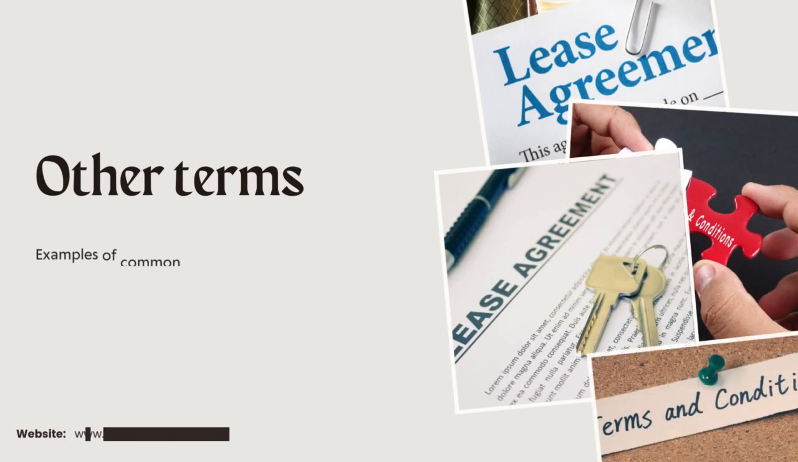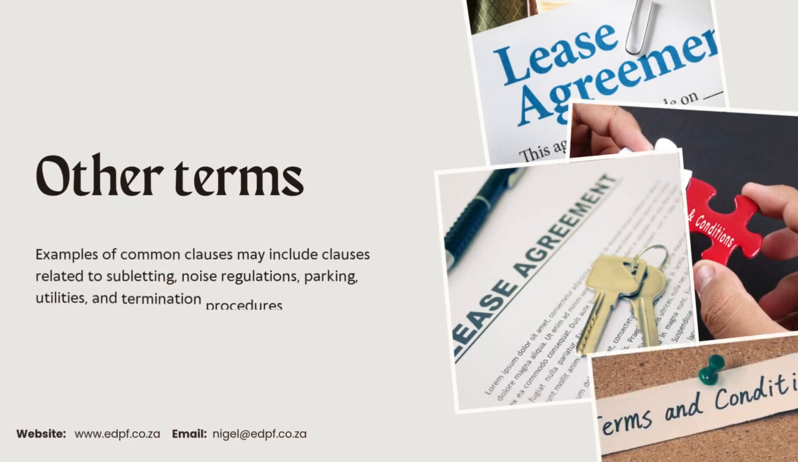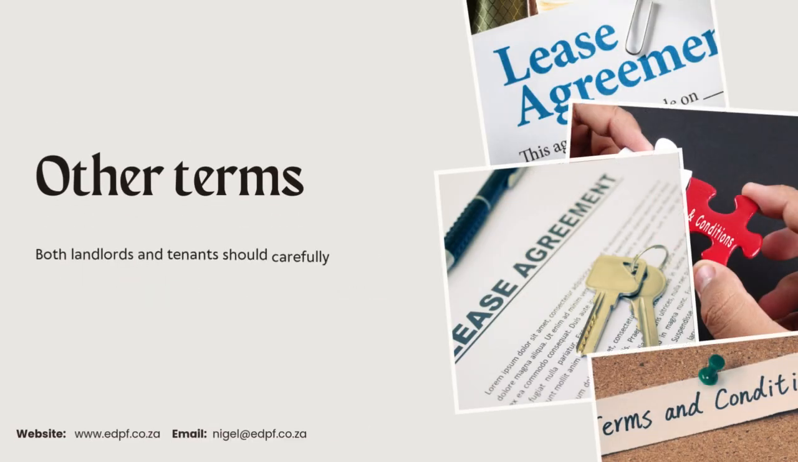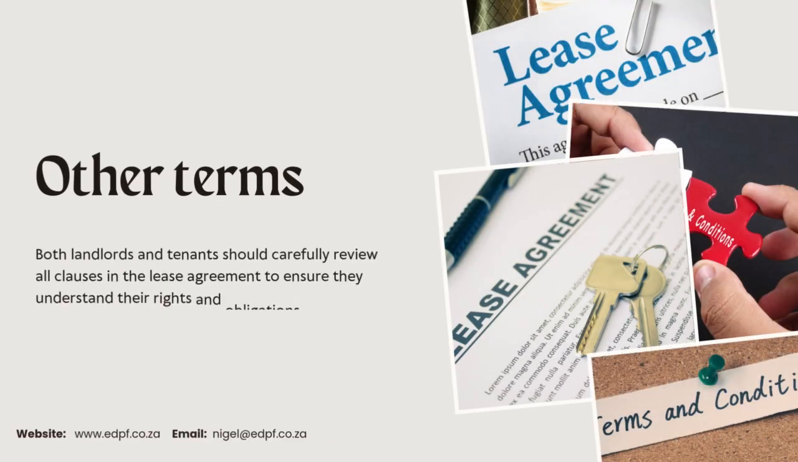Examples of common clauses may include clauses related to subletting such as Airbnb, noise regulations, parking, utilities, and termination procedures, among others. Both landlords and tenants should carefully review all clauses in the lease agreement to ensure they understand their rights and obligations before signing.